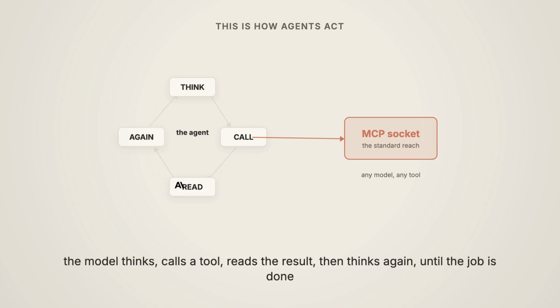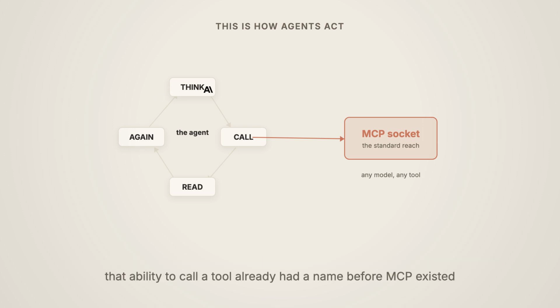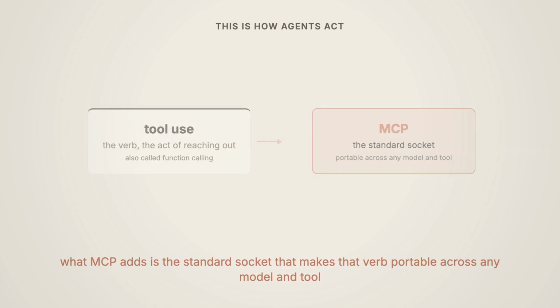That ability to call a tool already had a name before MCP existed. Anthropic calls it tool use. Others call it function calling. Either way, it is the verb, the act of reaching out. What MCP adds is the standard socket that makes that verb portable across any model and any tool.